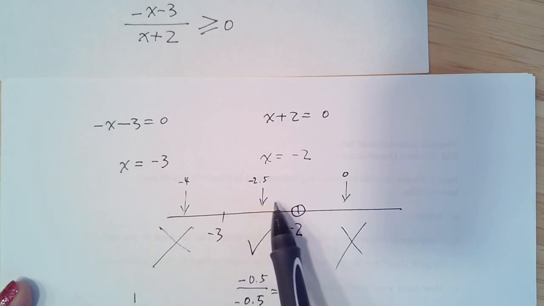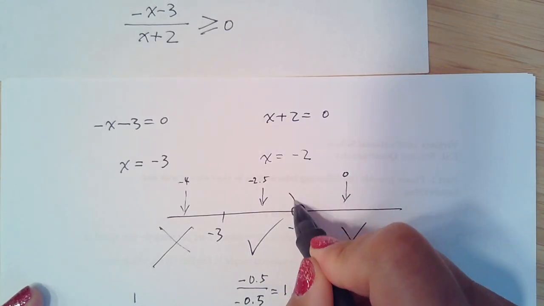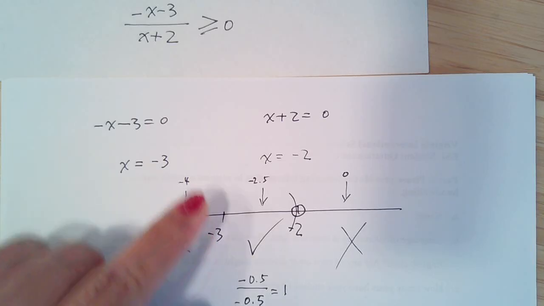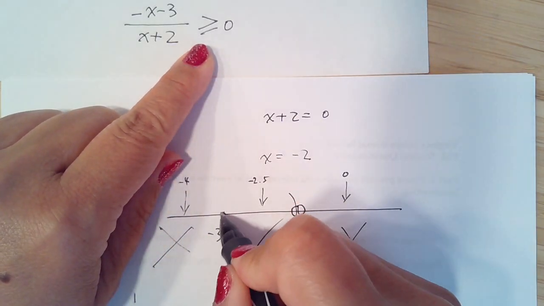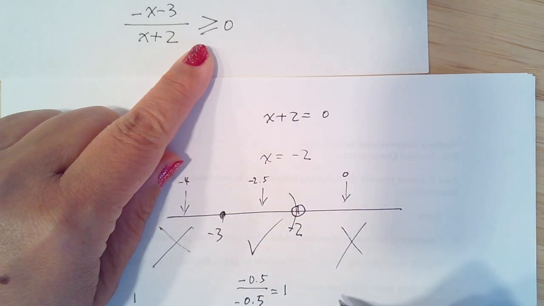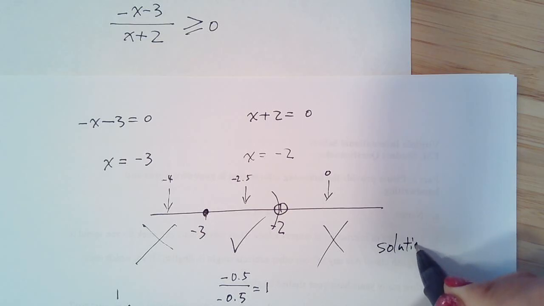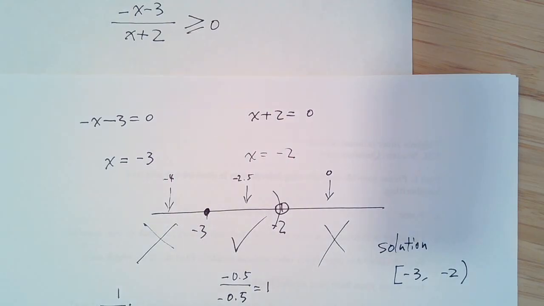And then I got to be very, very careful when I write the answer. Should I write bracket or parentheses? Of course, this is going to be parentheses because I know it cannot be negative 2. But what about negative 3? I have to look at this sign. Here has an equal, so that means it could be the bracket. So the solution is this. It's from negative 3 to negative 2. That's my solution.